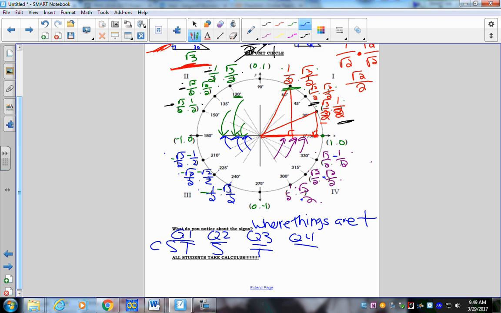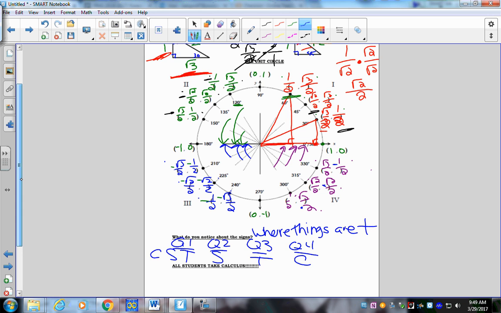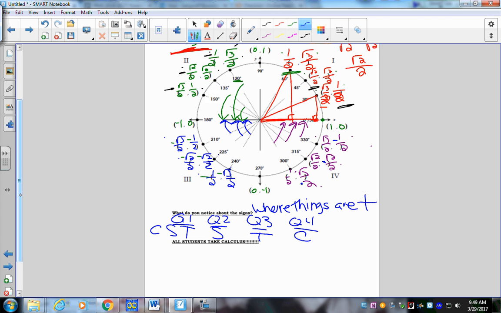And in quadrant 4, let's take a look. My cosine is positive, right, because my x value is. My sine is negative because my y value is negative. And if I try to do the tangent, it's going to be negative divided by positive, so therefore it's not. So let's sum this up. In quadrant 1, all trig functions are positive. In quadrant 2, only sine is positive. In quadrant 3, only tangent is positive. And in quadrant 4, only cosine is positive.